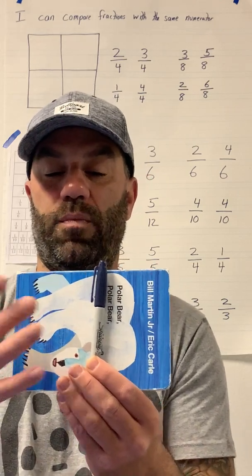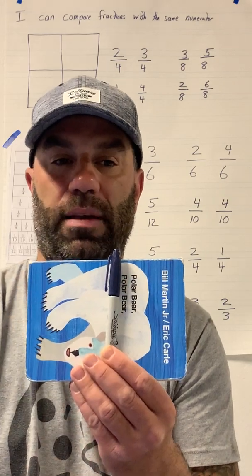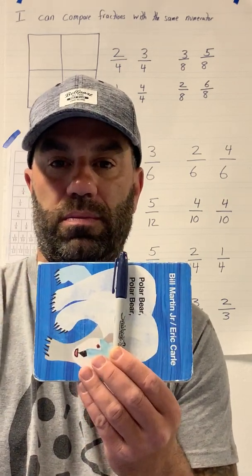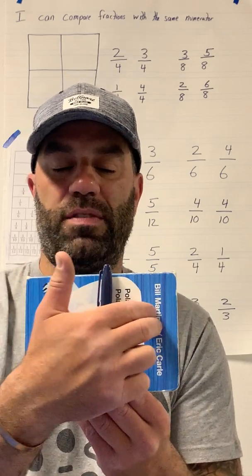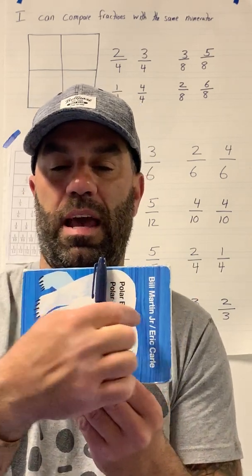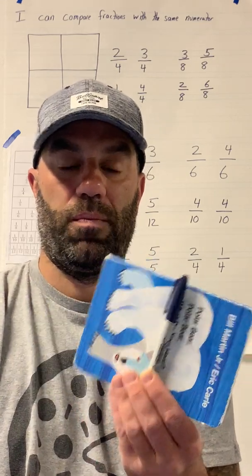And I eat my grilled cheese, and I eat 2 halves. Like I eat the whole thing. Who ate more? Well, me. Because 2 halves would be more than 1 half. They're both halves, so I would have more, okay?